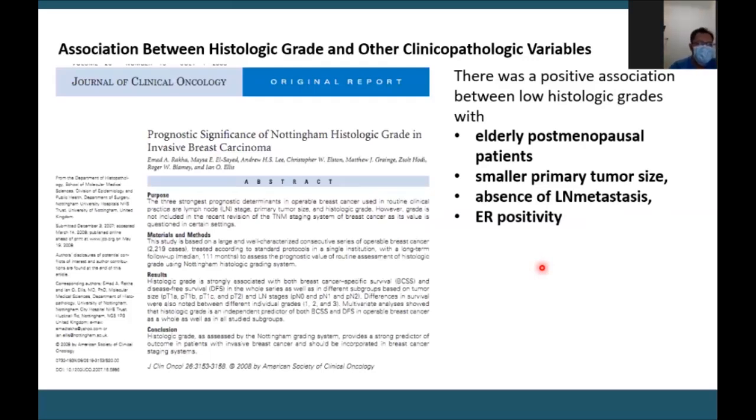In the article that I present, it is found that there is a relationship between histological grade and clinicopathological variables. In the article, it was stated that lower histology grade was more common in elderly postmenopausal patients, who have smaller primary tumor size, absence of lymph node metastasis, and ER positive. From this, it can be assessed that there is an indirect relationship: TNM staging is also related to the histological grade of the tumor, but not an absolute relationship.